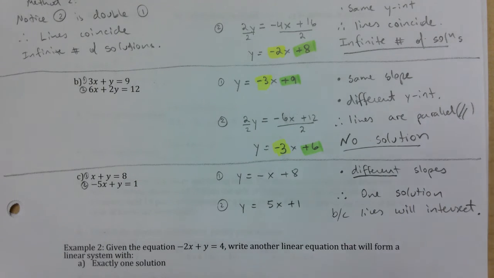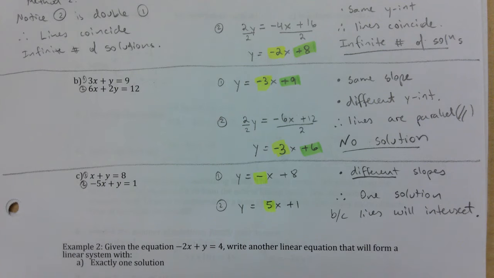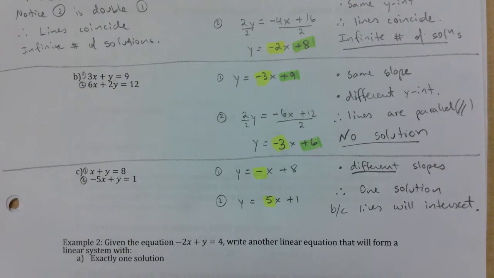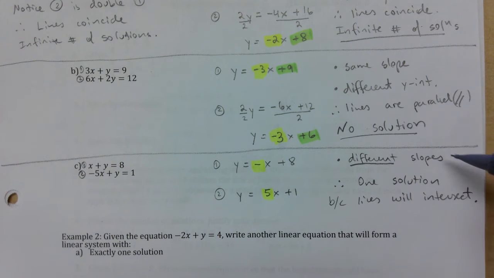And in this case, I'll just highlight the negative in front of x and the 5 there. That's all I'm going to do, because you don't even need to look at the y-intercept. If the slopes are different, you're done. Okay? No need to go any further. I mean, rewrite it and then look at it, right? But you don't need to talk about the y-intercept.